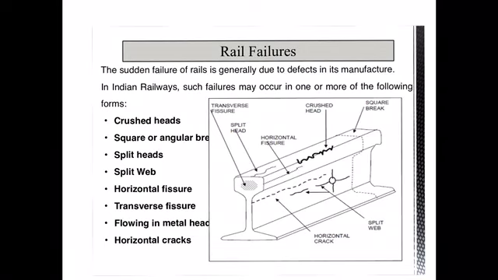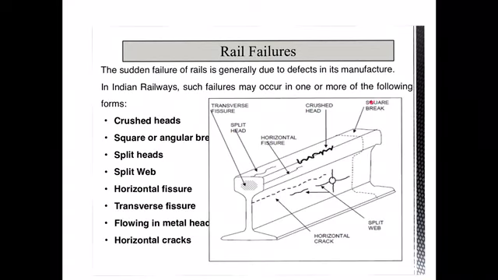So first one is the split head. In the head direction, we can see the splits that occur in the head portion. Next one, the split web. On the web section, you can see the cracks that appear in the web portion. That can be in the horizontal direction as well as in the transverse direction, so it can occur in any direction. Then the horizontal cracks. These are all the cracks that occur in the horizontal direction along the length of your rail section.